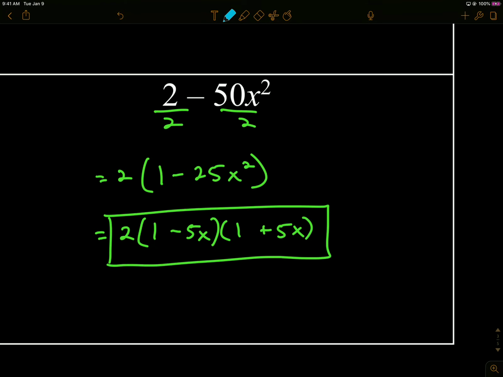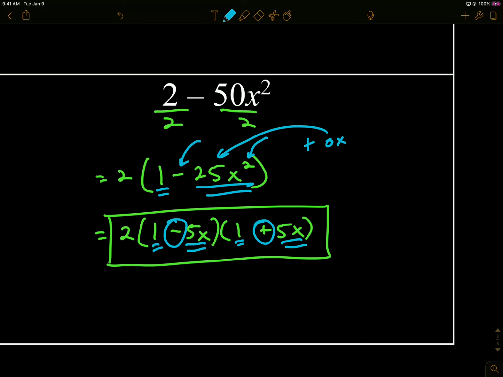This last one here, after I factor out the 2, was a difference of 2 squares because look, I've got an x squared now. So the square root of 1 is 1. The square root of 25x squared is 5x, right? Because the square root of x squared is x. And then because I've got that minus, it's a difference, so that makes these opposites. And lastly, just a reminder, I'm missing the plus 0x term in there. It's not there.